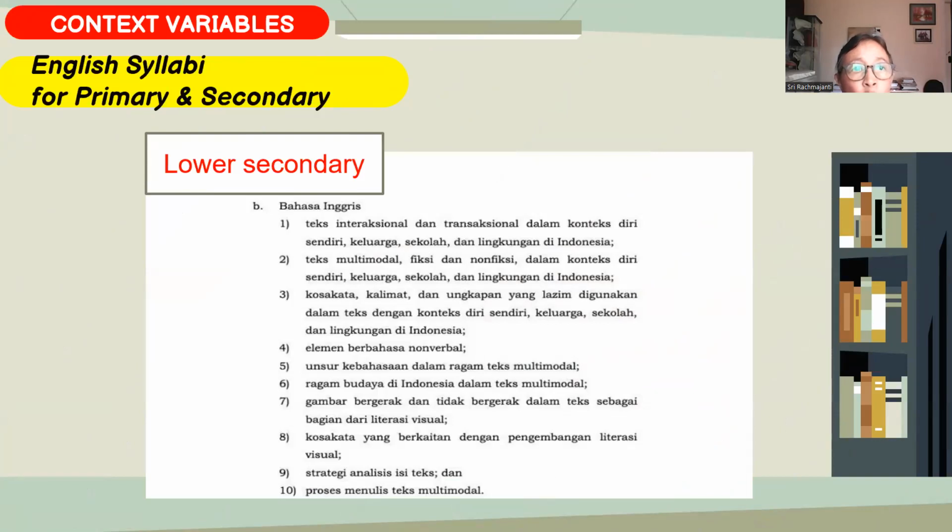This is for lower secondary. There are 10 competencies. Look at this. This is the latest standard. So please try to, here you have now text, multimodal. You see that? Strategi analisis isi text. I think that is the latest issue. Next, please.